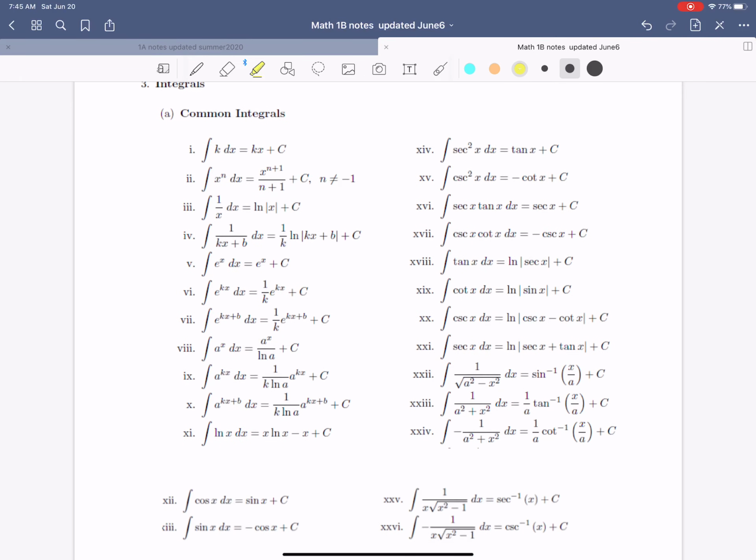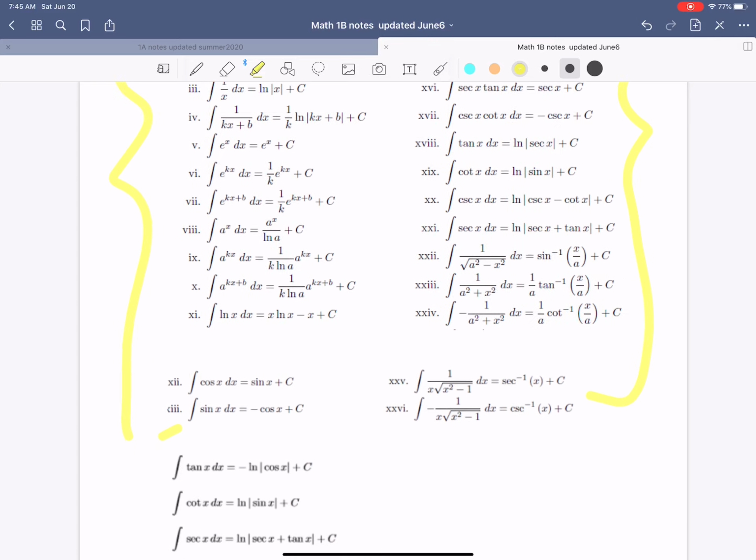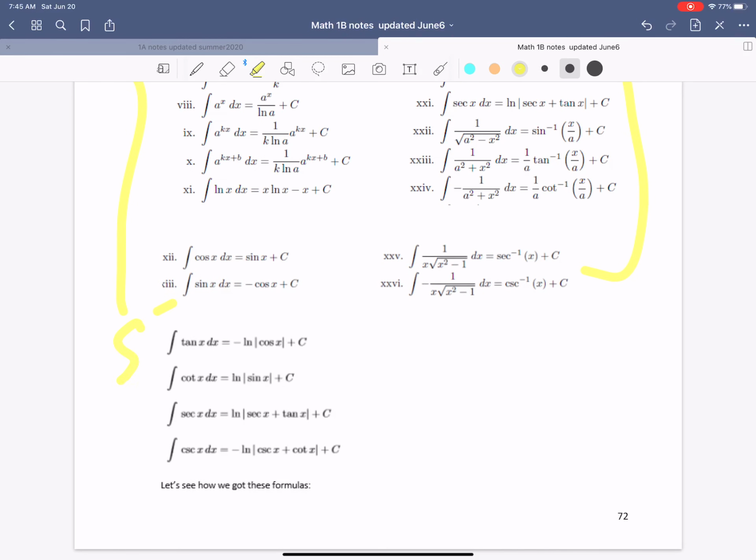There's more on the next page. Memorize all these rules as well. Derivative and integral rules. And then there's a few more that you may not have seen in Math 1A. We're going to start by learning or deriving these formulas.